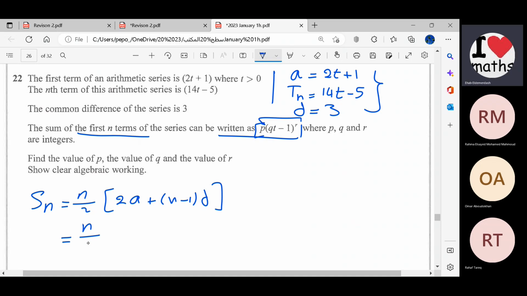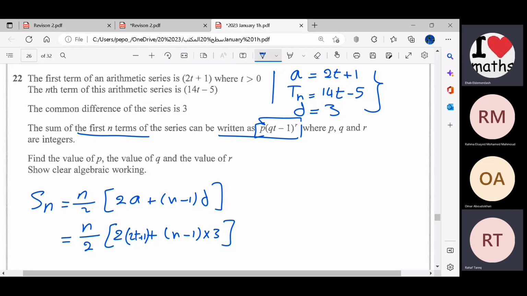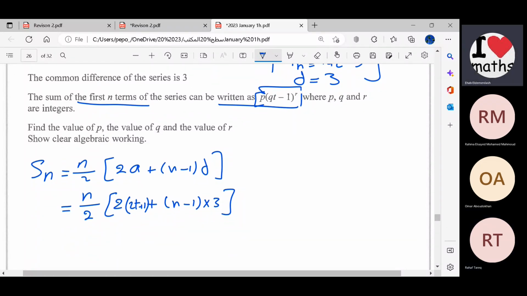Because they are asking us for the sum of nth term, it's n over 2 into the bracket 2a plus n minus 1 into d. And d was equal to 3. Here I have to replace the a by the value of it which is 2t plus 1. Replace the value of the n as well.